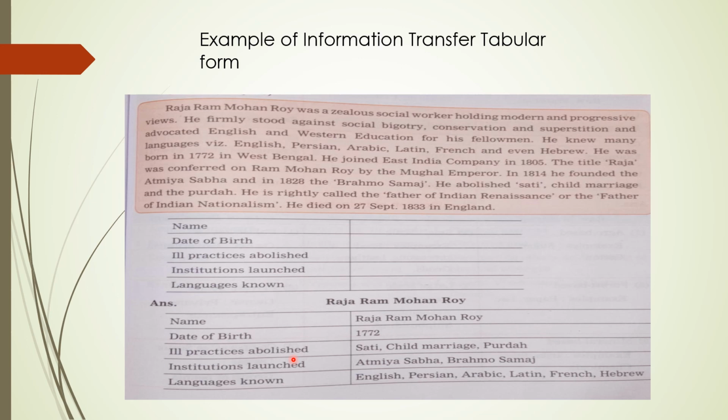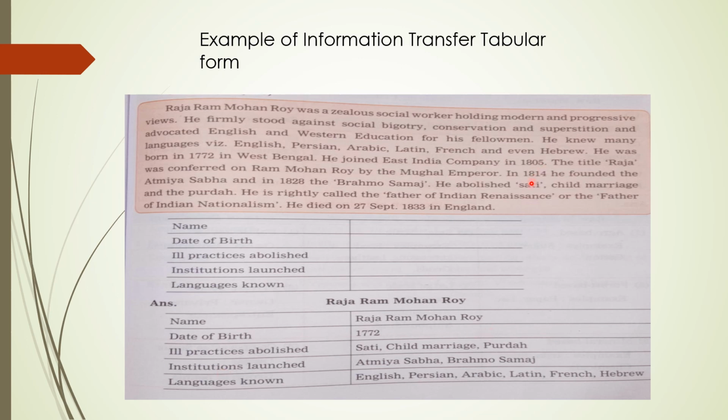Ill practices abolished. Ill practices means the bad practices. So what are the things that he abolished? He abolished sati, child marriage, and parda. See here, it is given over here that he abolished sati, child marriage, and the parda. So these were all the bad practices or the ill practices. The institutions that he launched or founded, what did he launch, or which institutions did he found? One is the Atmiya Sabha and the Brahmo Samaj. So these are the two institutions that he founded.